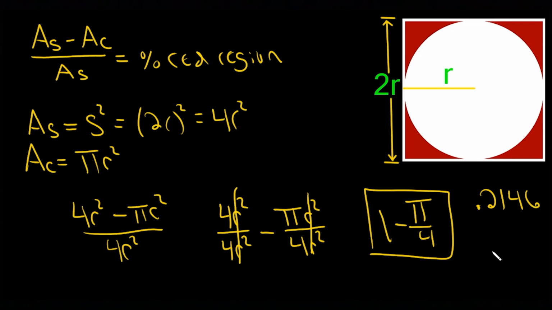And so if we want to write it as a percentage, we multiply it by 100 or move that decimal point over 2 places to the right, and we get 21.46%. So that is the percentage of the region that is shaded in red, 21.46%. And again, leaving it in terms of pi, we could say 1 minus pi over 4. So that is a more challenging way of doing the problem. You have to think differently about doing it that way. So that would be method 1.